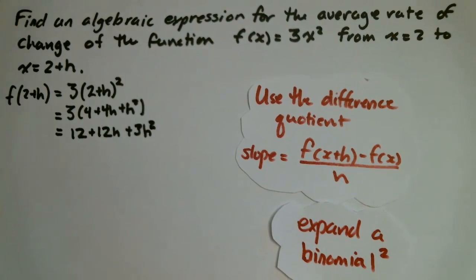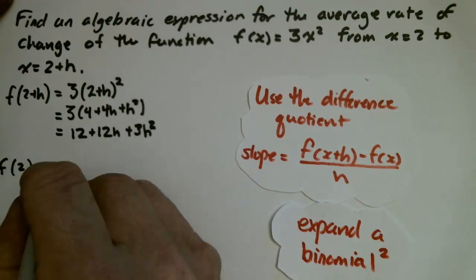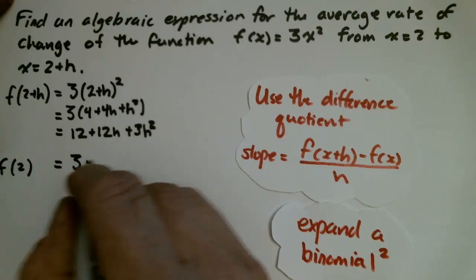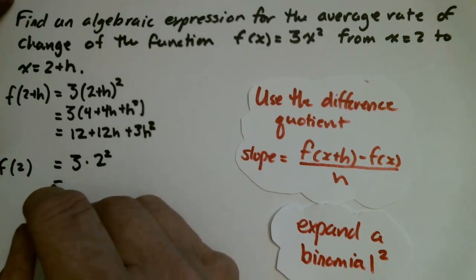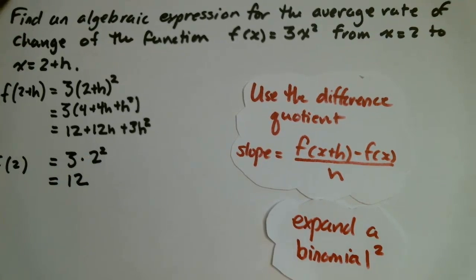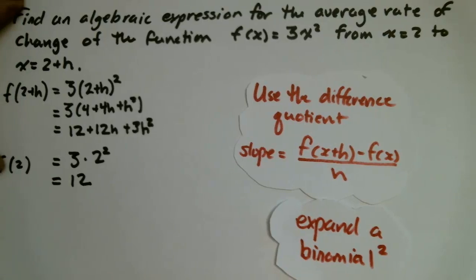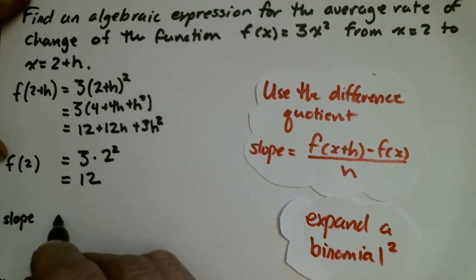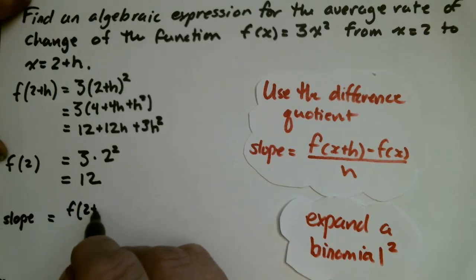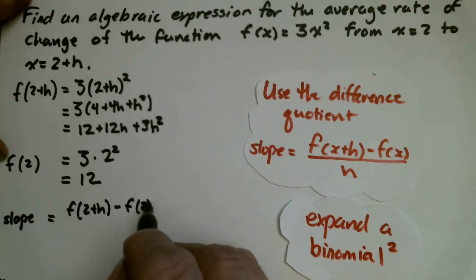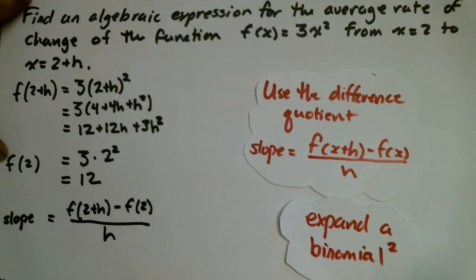There. I have the first part of the expression done. Now I'm going to figure out what f at 2 is. So f at 2 is equal to 3 times 2 squared, which is equal to 12. Now I'm going to be able to substitute into the difference quotient. So I know the slope, or the average rate of change, is going to be equal to f at 2 plus h minus f at 2 all over whatever h is.